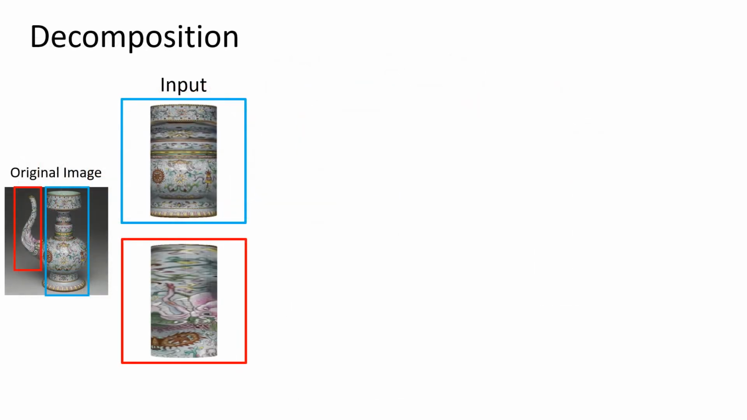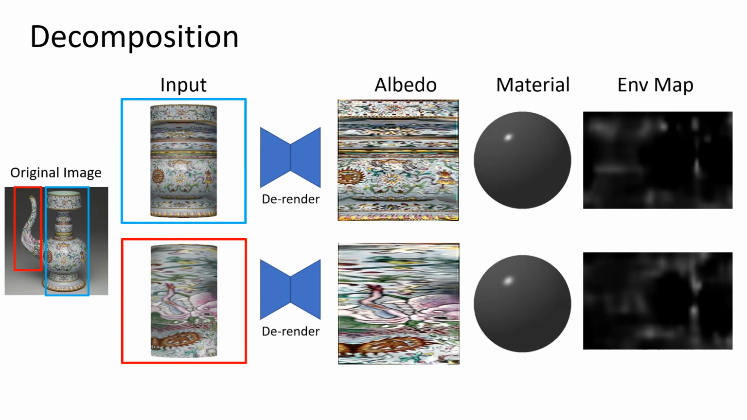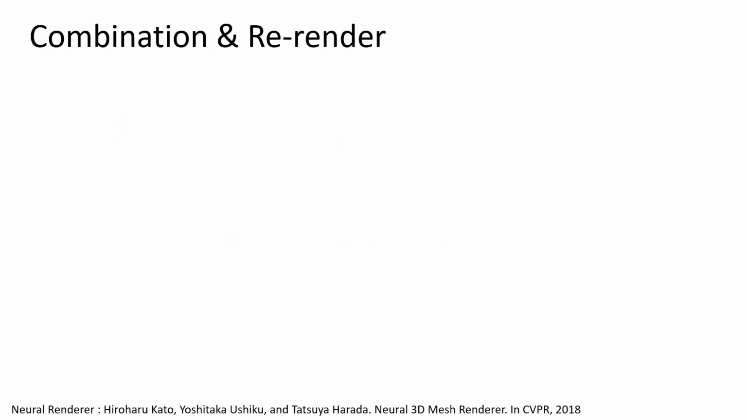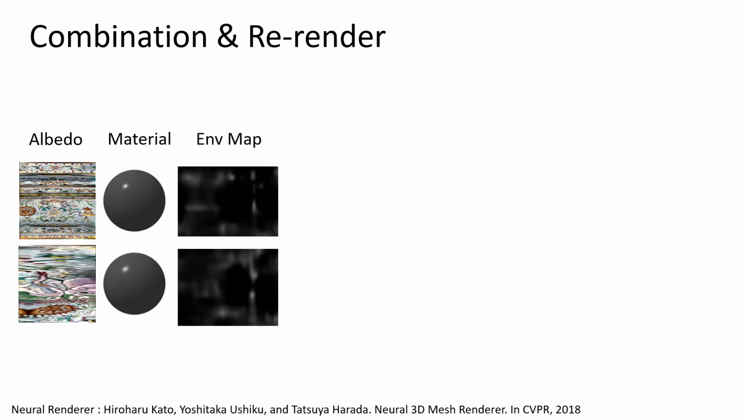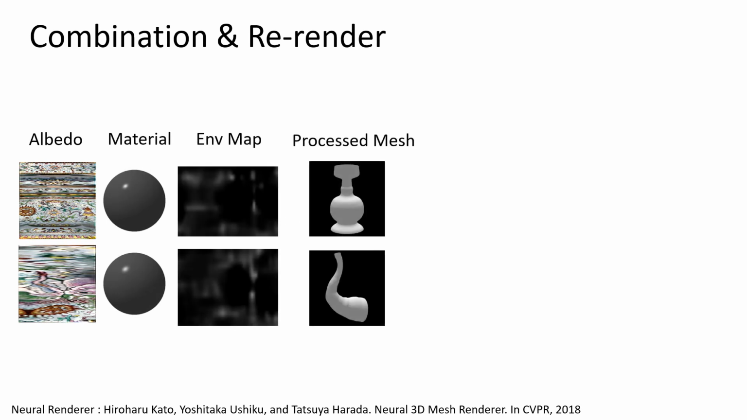Once we have the vertical SOR image and the shape of each component, we use RADAR's pre-trained model to de-render the input image into multiple rendering factors. After the decomposition step, we now have albedo, material, and environment map. We also have the mesh, which is extracted from 3-Sweep and processed by our pre-processing method.